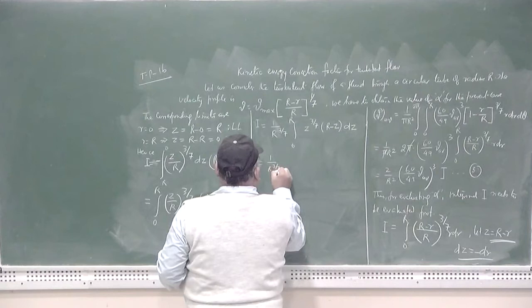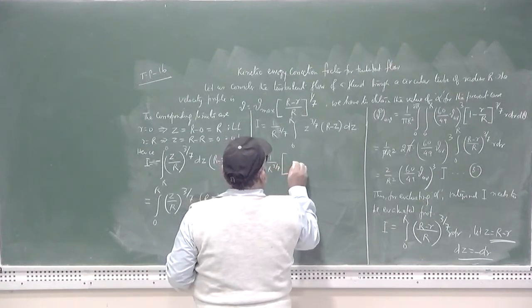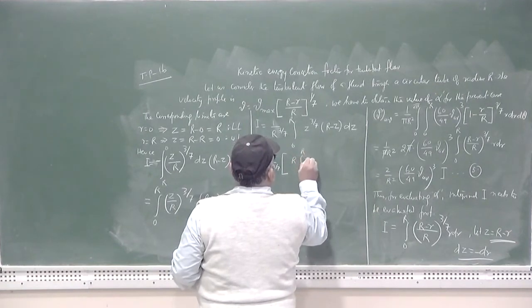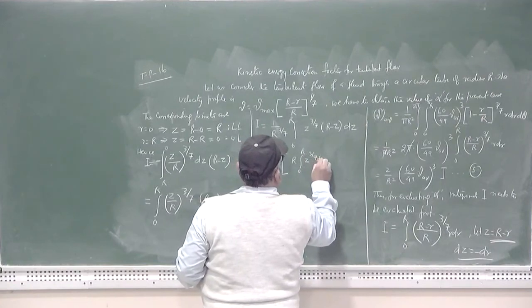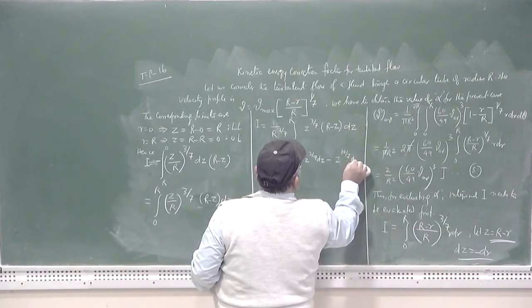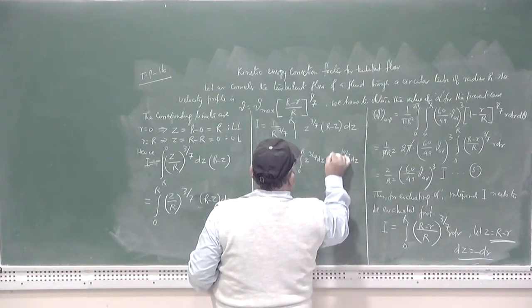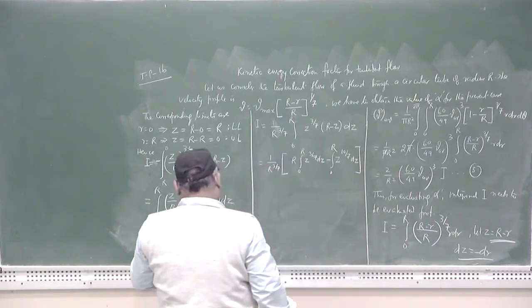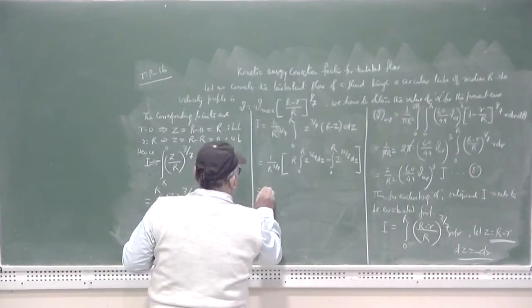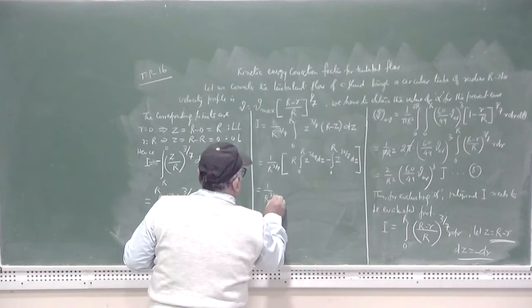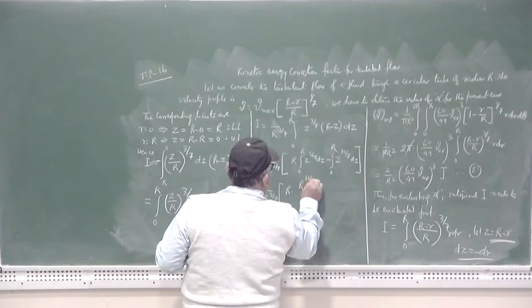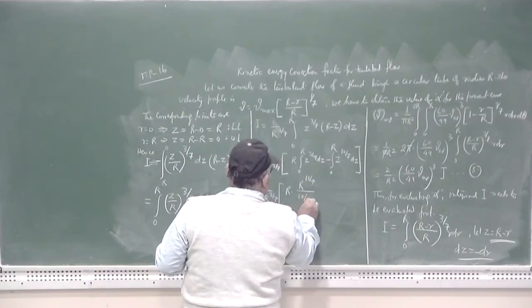That should be equal to 1 by r raised to the power 3 by 7 into r, integration 0 to r, z to the power 3 by 7 dz minus z to the power 10 by 7 dz, integration 0 to r, is it not? That should be equal to 1 by r raised to the power 3 by 7 into r raised to the power 10 by 7 divided by 10 by 7.